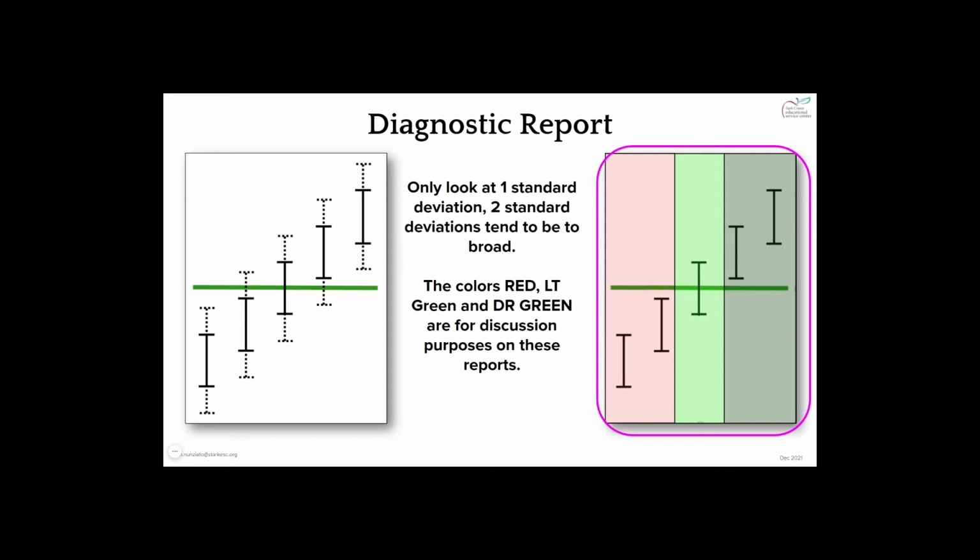If the solid line is above the solid green line, as you see in these two, that would be dark green, meaning there's evidence that the students exceeded the expected growth. If the solid line touches the expected growth line at any point, that would be represented by light green.